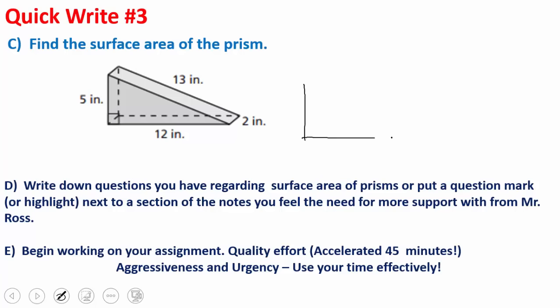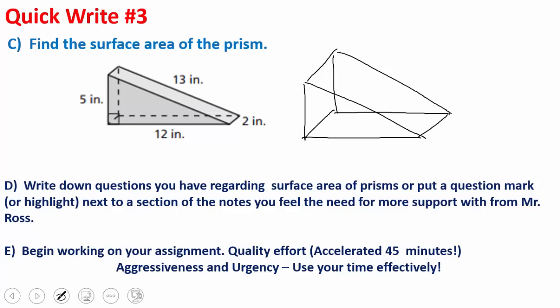Again, you can draw a triangle, and then you can draw another triangle. It's kind of similar. Connect the vertices, and you have your triangular prism. Label it 5, 12, 2, 13, and from that, you need to find the surface area of this triangular prism. And you can come to class with questions about surface area of prisms, whether rectangular or triangular, and then begin working on your assignment.